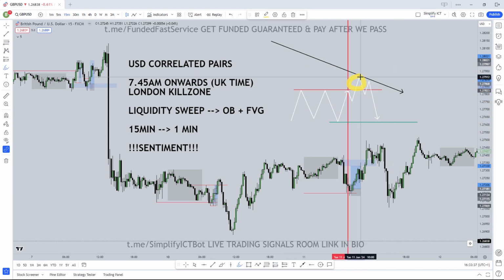As you can see, price has taken out those highs to the left on the 15-minute time frame. Then simply we're going to follow the plan and drop down into the lower time frames, such as the 1 minute, look for an order block or a fair value gap to trade off, and we're going to go into more detail.